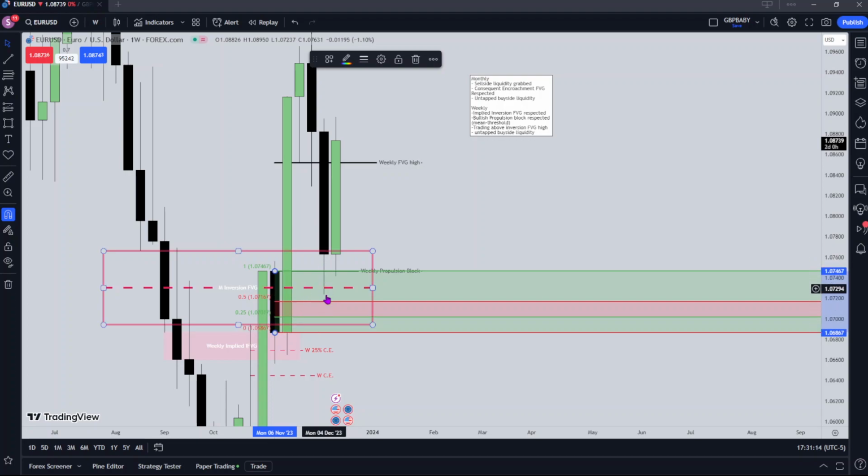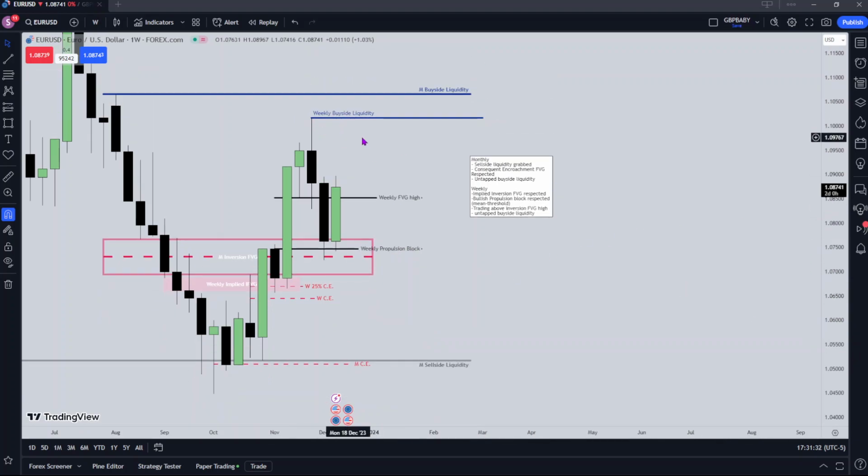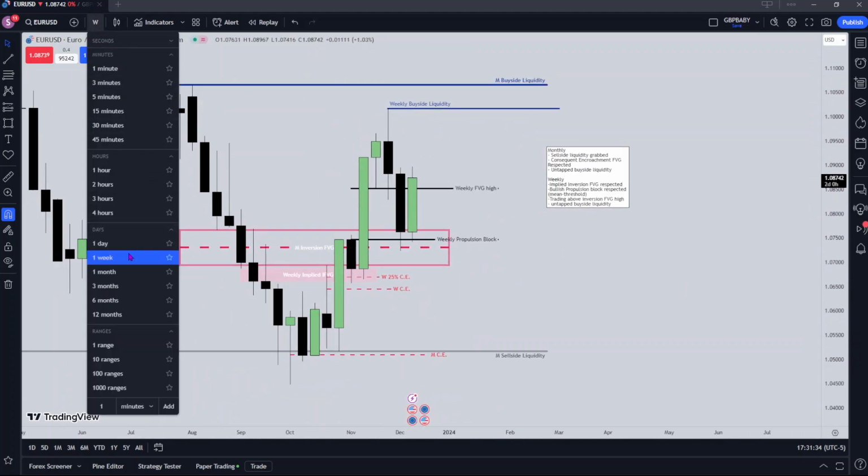Don't get me wrong, it can trade into it and it can get below it. That's fine. We can allow for that, which is why our stop loss will be below the order block itself. But it's nice to see that price respected it, and then look at the reaction that we're having. But we'll look more deeply into that on the daily. And we have untapped buy side liquidity also on the weekly as well. So now we go down to the daily, and all of these will now translate down to the daily time frame as well.